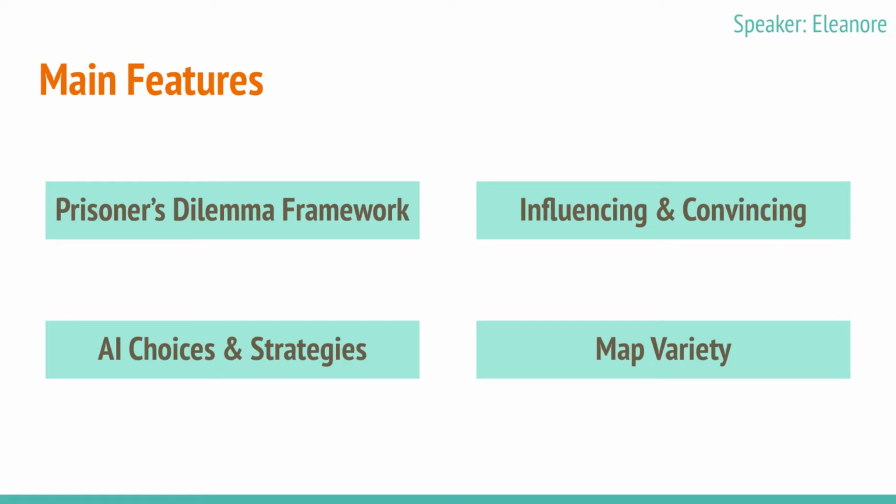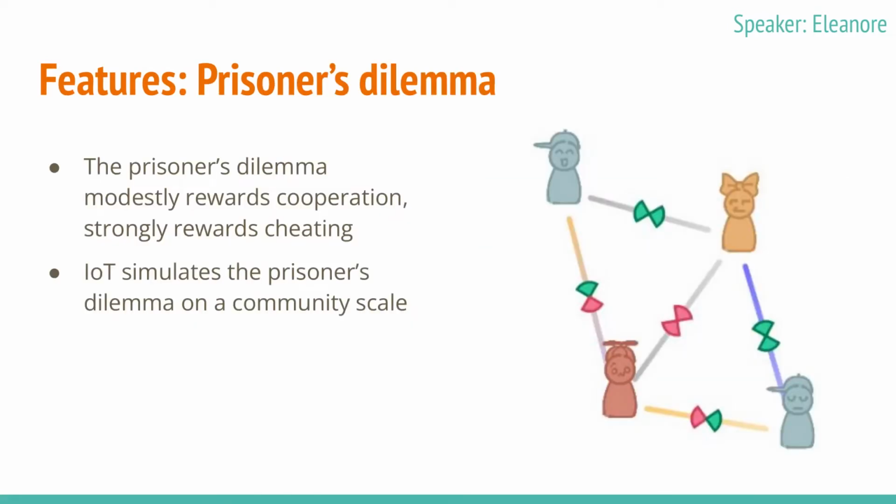The third is our influence system, which allows agents to convince each other to change their strategies, and the fourth is map variety. Our main feature is the framework of the prisoner's dilemma. The prisoner's dilemma is an ethical thought experiment that explores a two-person relationship.